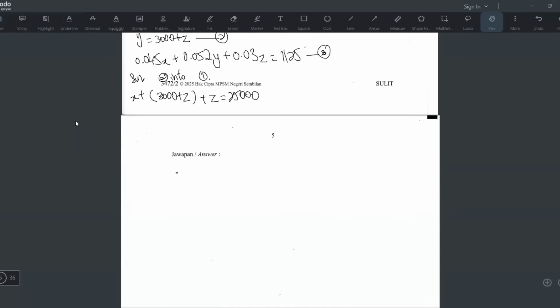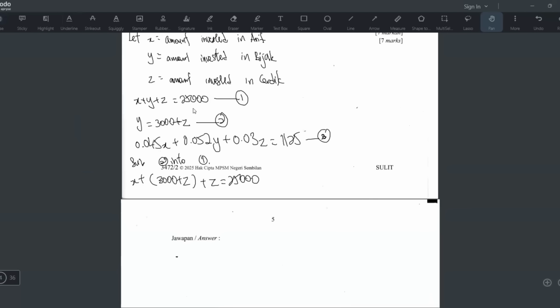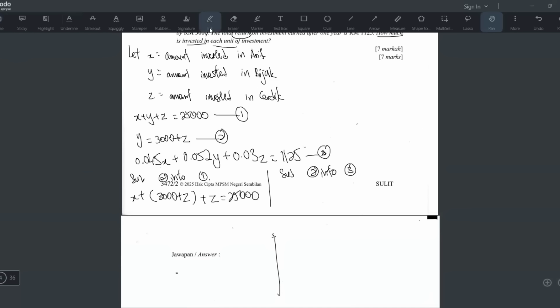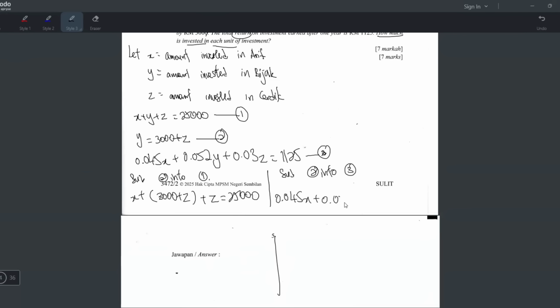Okay, if I keep going from here, I'll get an equation that has x and z. Okay, and then I will sub 2 into 3. 2 into 3, get another equation with x and z. Okay, then we have two equations with x and z, then we can do simultaneous again lah. All right, so 2 into 3, so this is your equation 3. So write it down, 0.045x plus 0.052y, and then your y will later have to be substituted, and then plus 0.03z equals 1125. And then this y, we have to put 3,000 plus z.